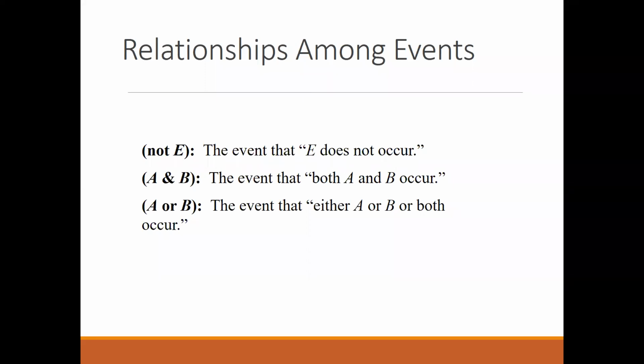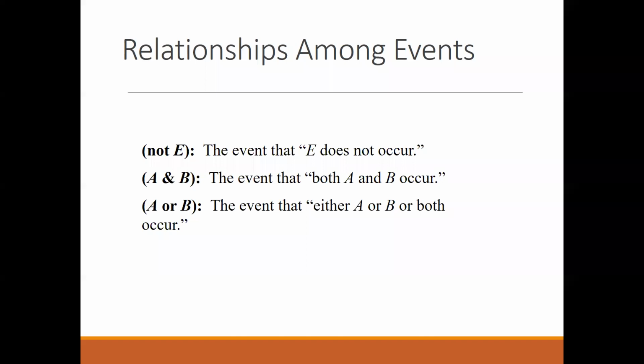So there are 3 things which you need to be checking whenever you get some combination of events. The first one is the relationship using not, where we say E does not occur. Then we have and, the ampersand sign, where both A and B are going to occur. And the last one is or, where either A or B or both the events are going to occur.